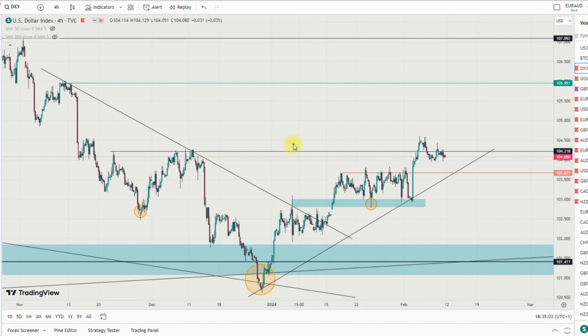So on DXY, technically, without putting the outcome of the CPI into consideration, because we don't know the outcome, what I'm expecting the DXY to do is for price to still come back, and then we have a rejection at 103.671. So I'm still looking for US dollar weakness toward 103.671, and the inflation data might actually push a break of this particular level to the upside, which might push the price to 105.951.